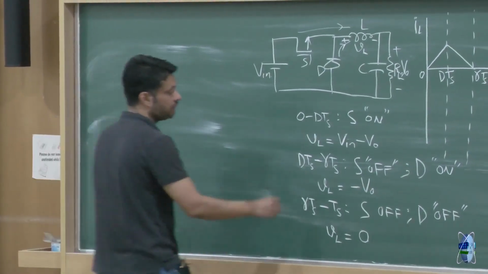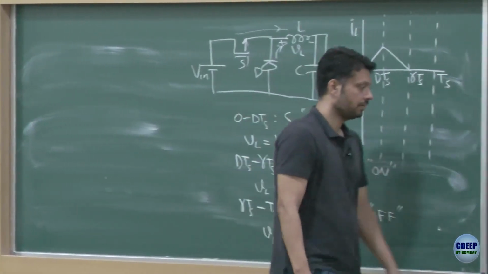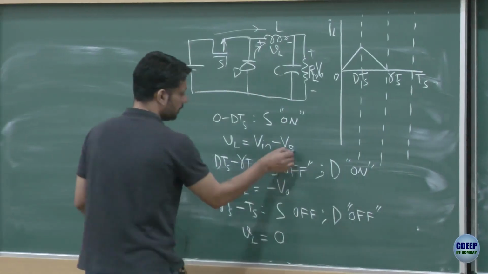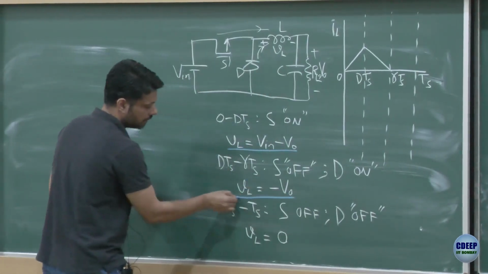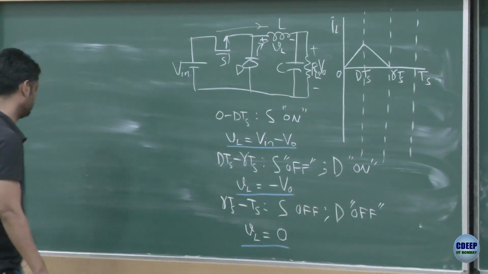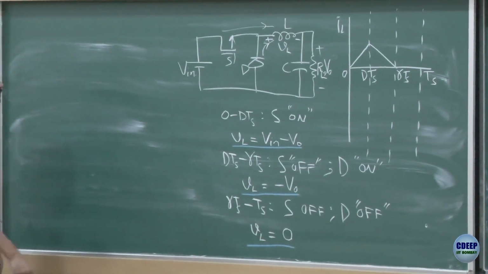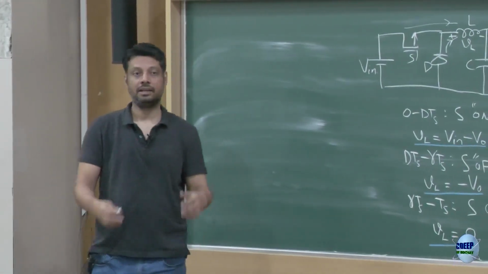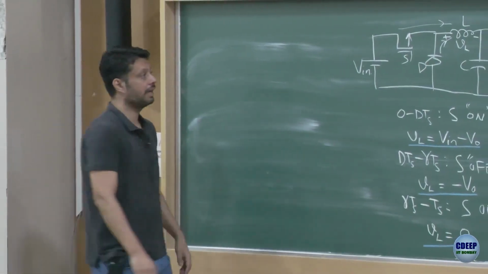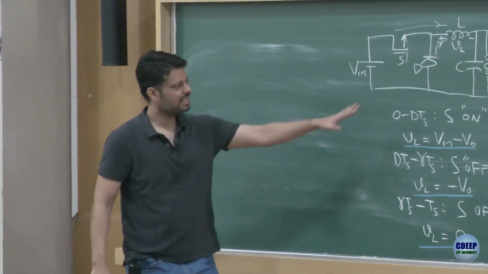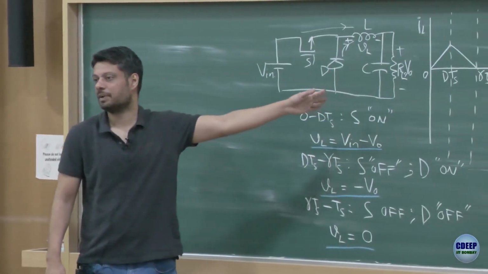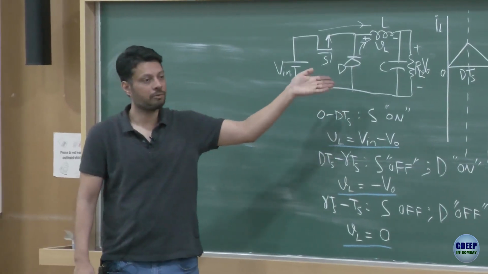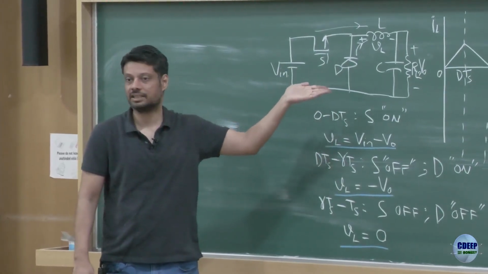Okay. So we have 3 conditions here. This one, and the third one. And now if I want to find the relationship between the input and the output voltage, I can still apply volt second balance. Is this circuit in steady state, by the way? Can I apply volt second balance? Is this in steady state?